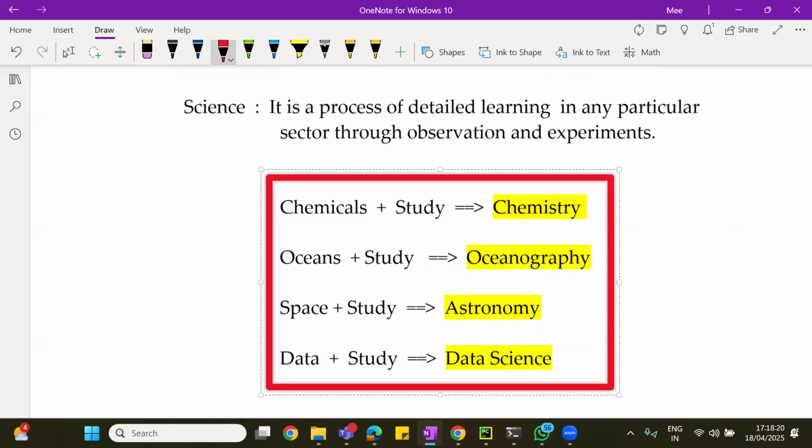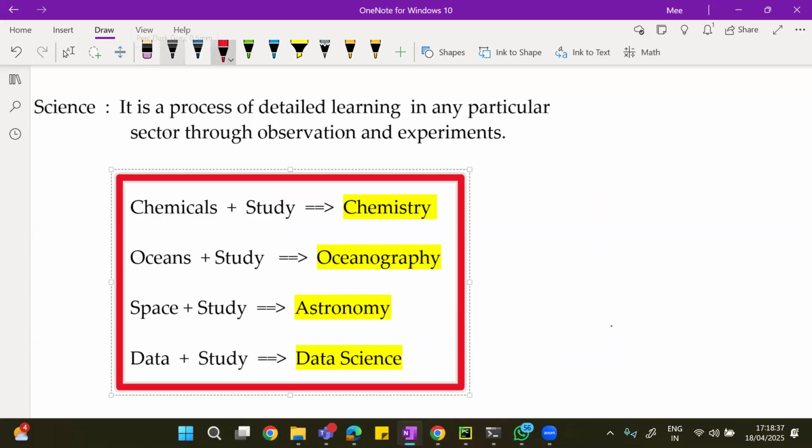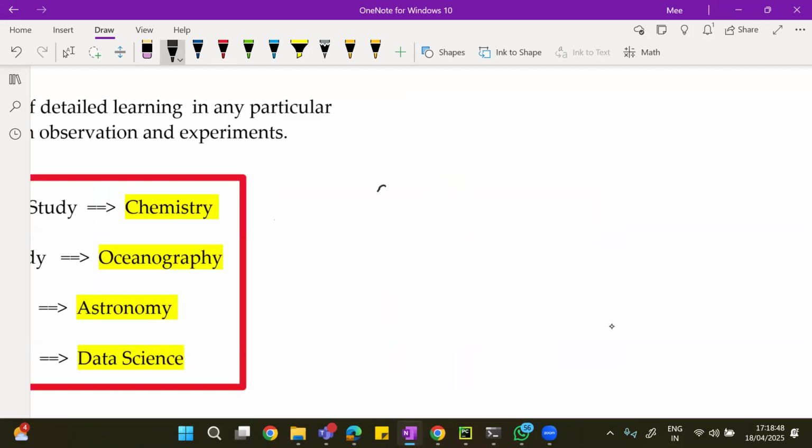Now the question is, till there it is fine. We are going to do a very, very detailed study on data. What are you going to get from it? Let's say it over here. If you are performing a detailed study on chemicals, you started today, you took a chemistry course and started studying chemicals for the next 1 year.